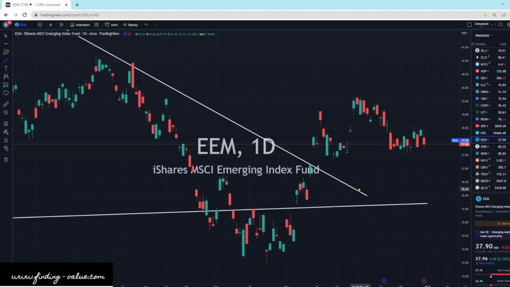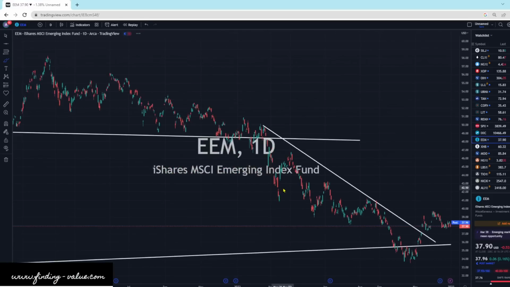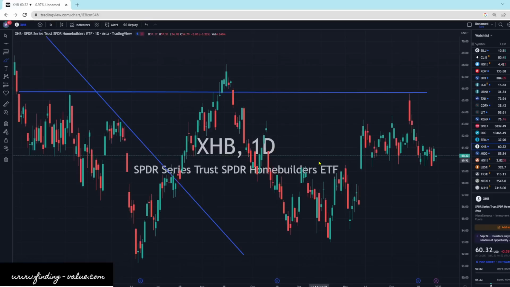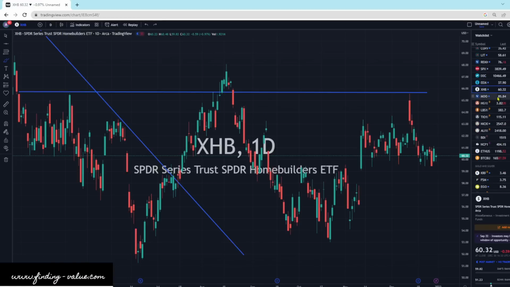Emerging markets just moving sideways. I don't really see any change in direction or anything here. We've got a broken down trend. I still think the trend is up over time. XHB down 1%. Again, still looks good. The selling pressure over here isn't too big. You see a bunch of green candlesticks, some of them quite large. Usually that means that the buyers are still in control.